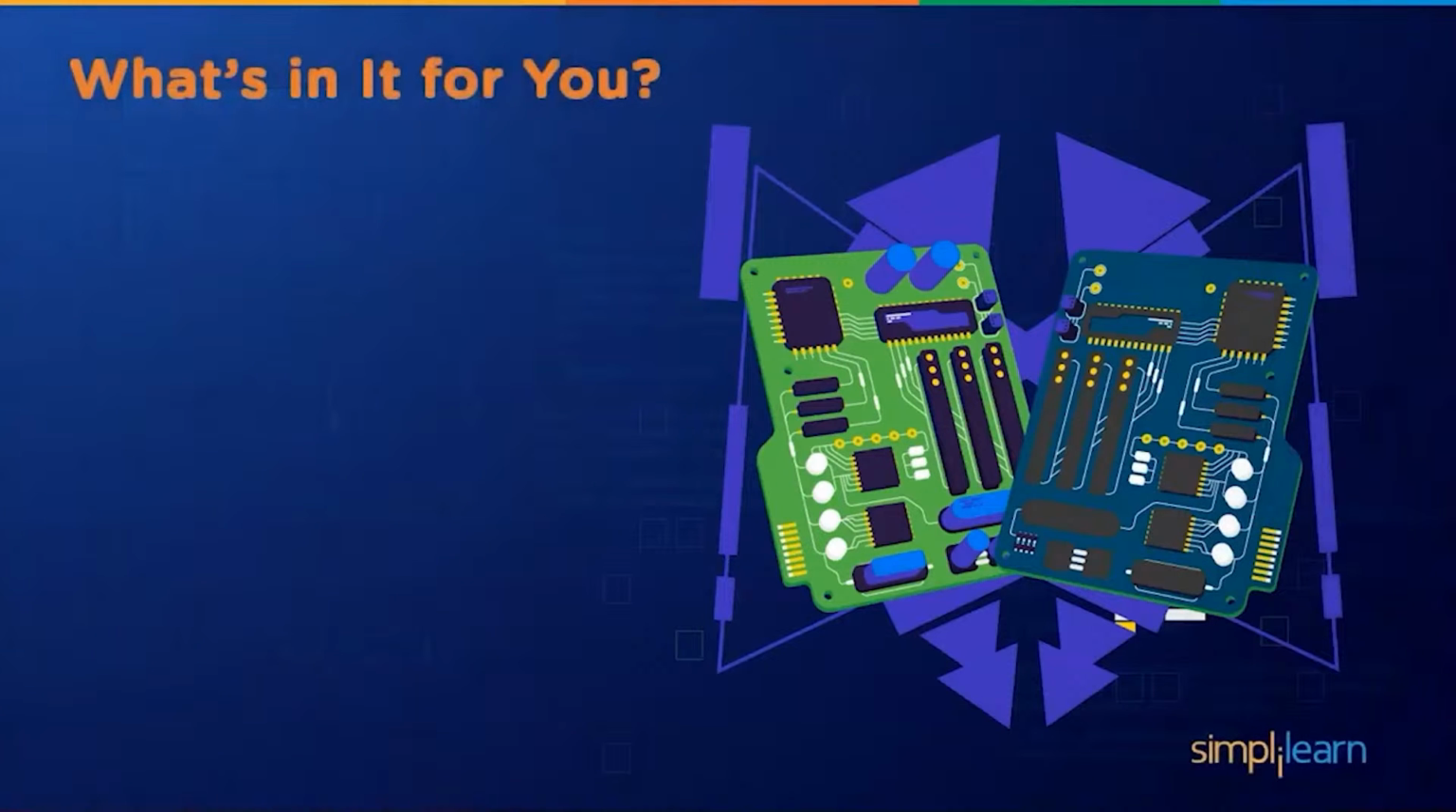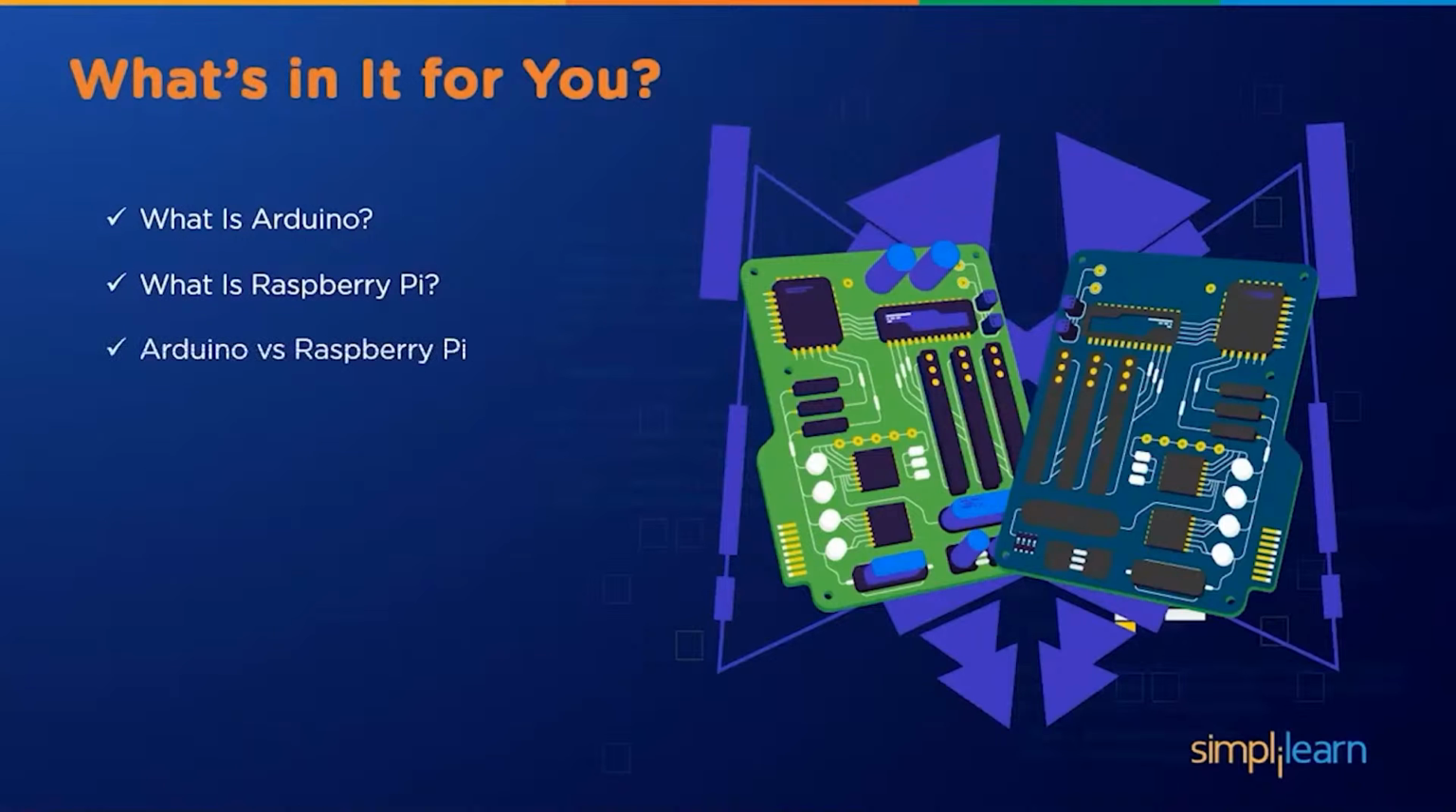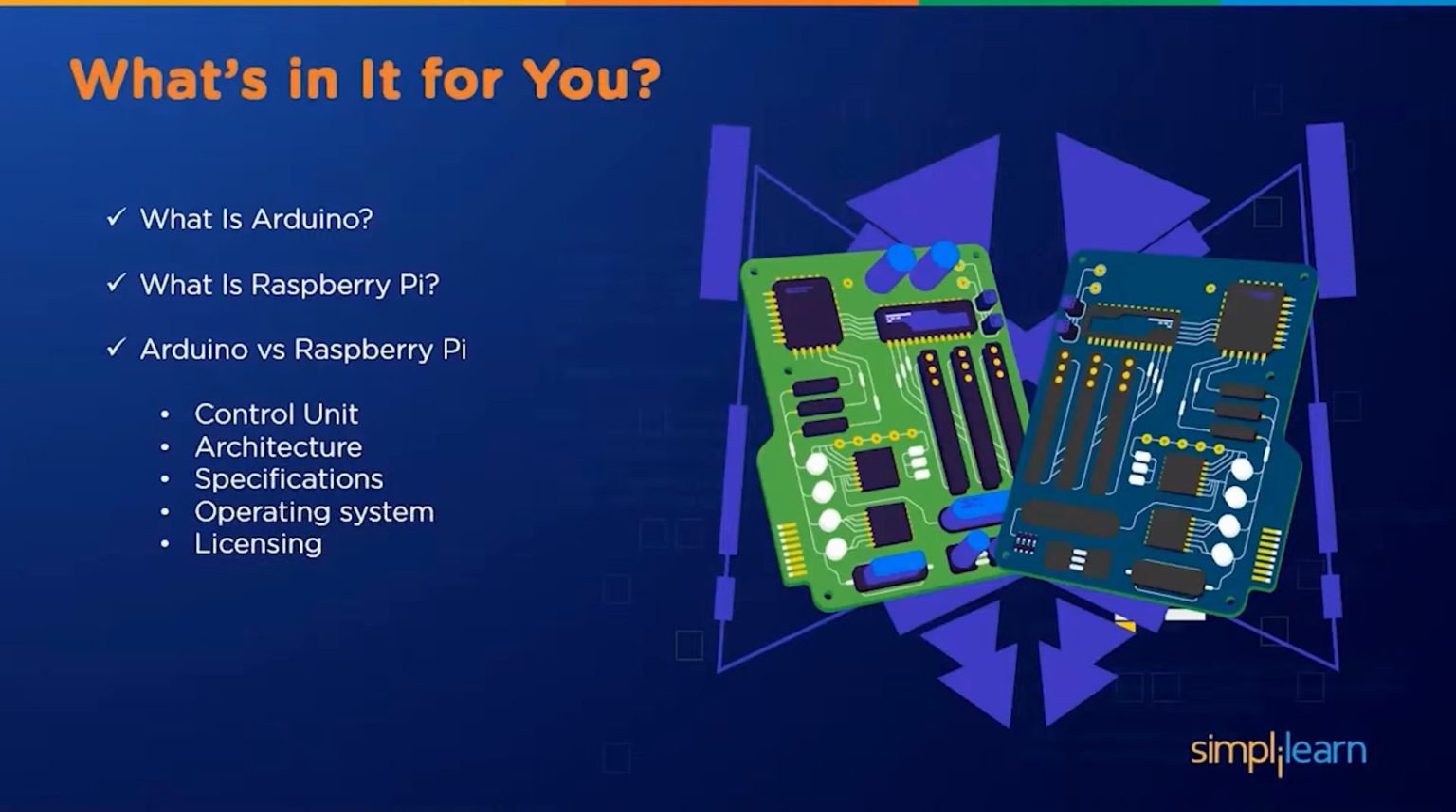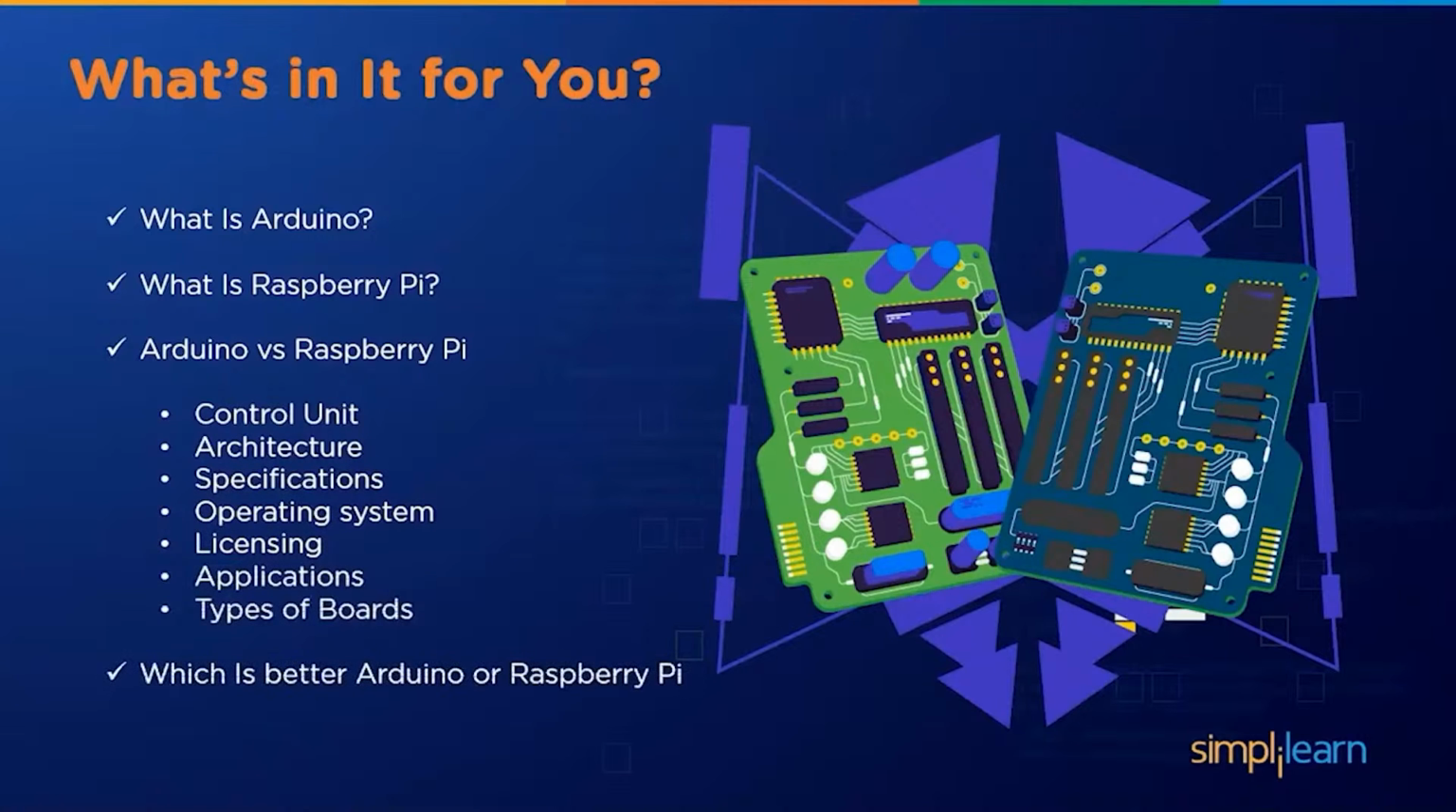Let us look at today's agenda. We'll first start with understanding what is Arduino. After that, we will look at what is Raspberry Pi. Then we will see a comparison between Arduino versus Raspberry Pi on the following parameters: control unit, architecture, specifications, operating system, licensing, applications, and types of boards. And at last, we will see which is better, Arduino or Raspberry Pi.